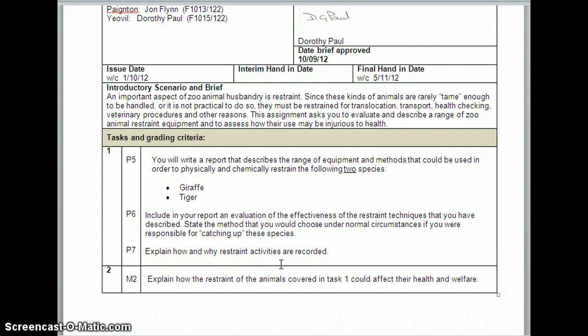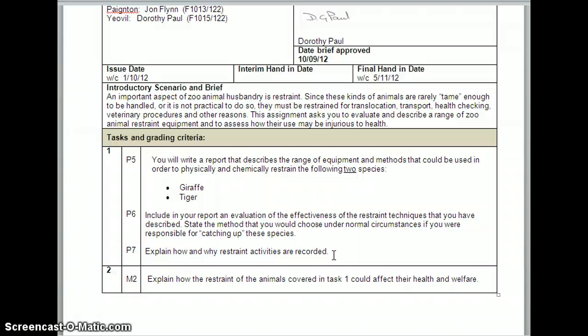As a little bit at the end, you also need to explain why restraint activities are recorded. So that would be, for example, if you were restraining the animal one day and then somebody else came in and restrained it the next day, you would need to know how many drugs were pumped into the animal or what type of physical restraint it had gone under, so you can make sure that you protect its health and welfare.